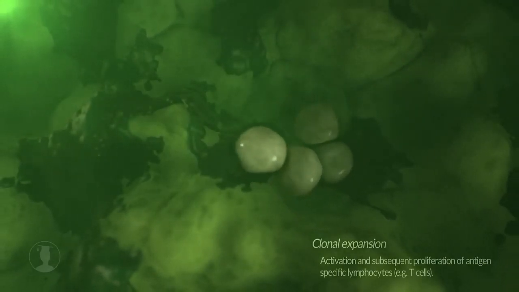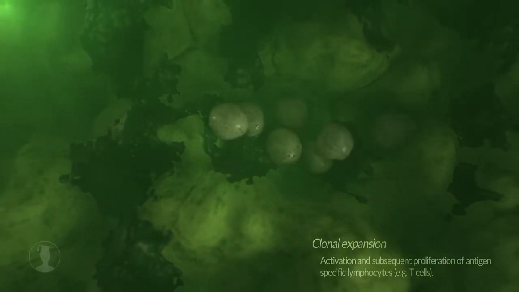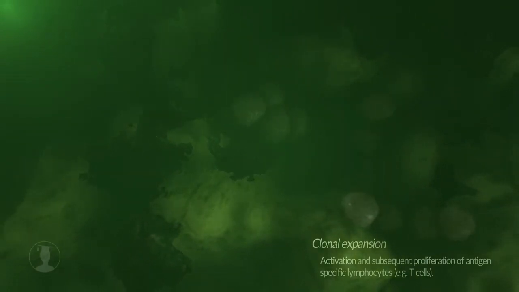The cell reproduces itself thousands of times. These cells respond to a specific pathogen or antigen. Then, some T cells start their journey and migrate to other tissues.